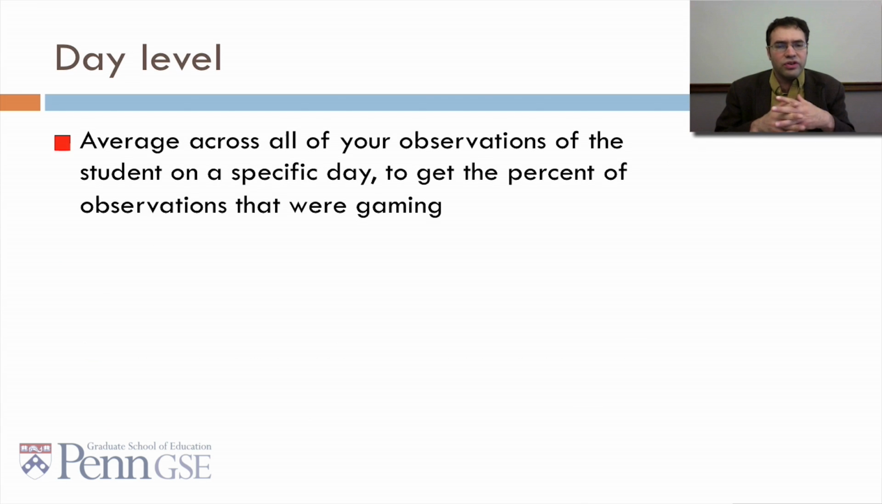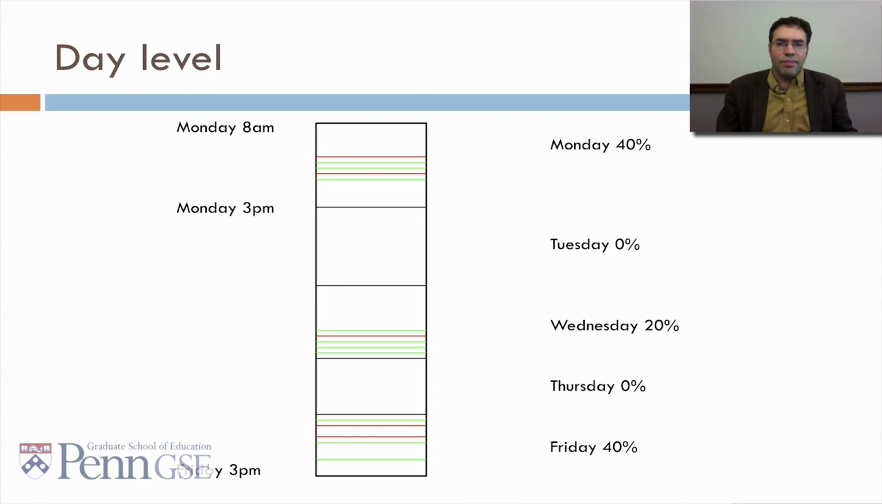A second level you can do this at is the day level, where you average across all your observations of the student, but only on a specific day, to get the percent of observations that were gaming on that day. So for example, we might say Monday is 40%, Tuesday, well, 0%, but we actually don't know if that even means anything at all because really Tuesday is missing. Wednesday, 20%, Thursday, again, 0% or missing, and Friday, 40%.